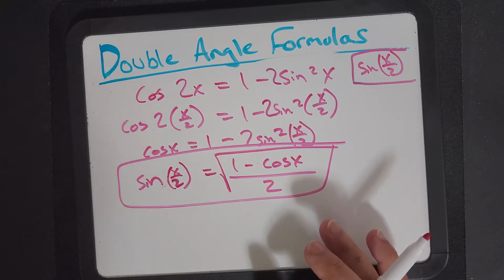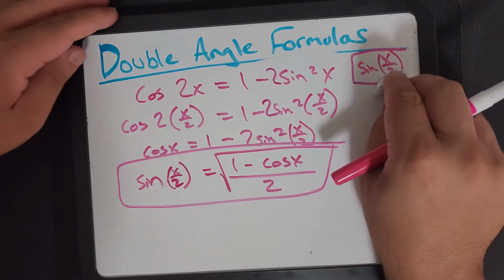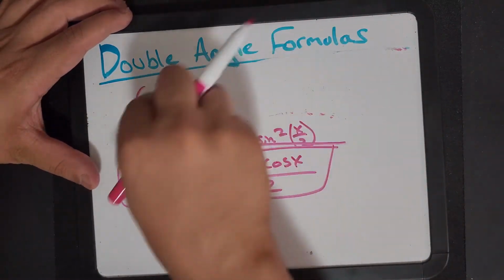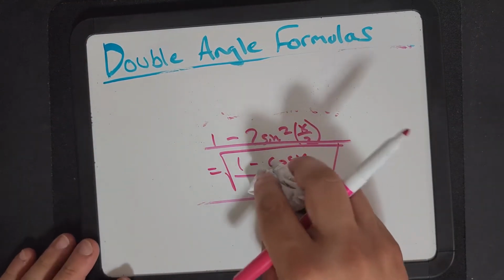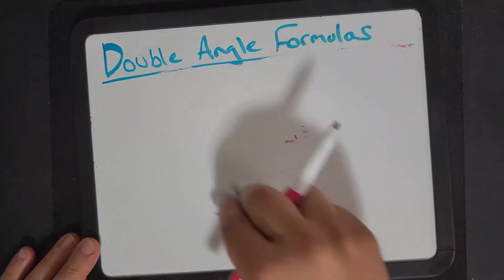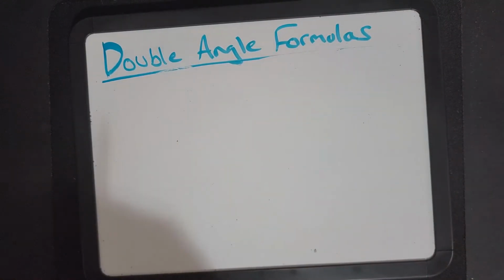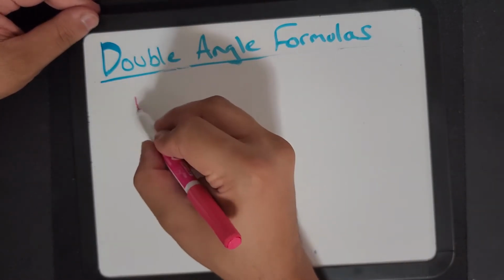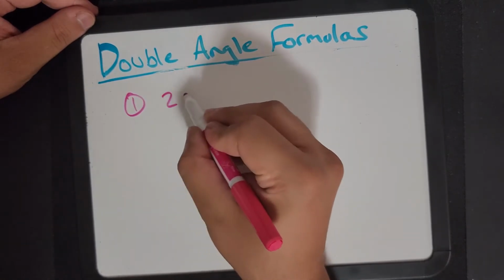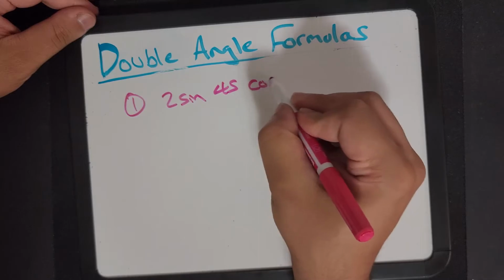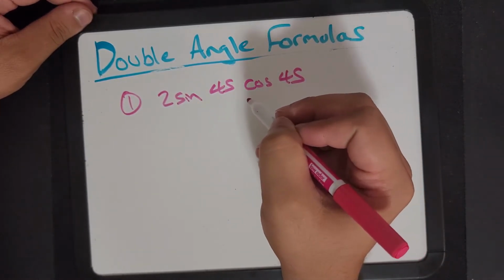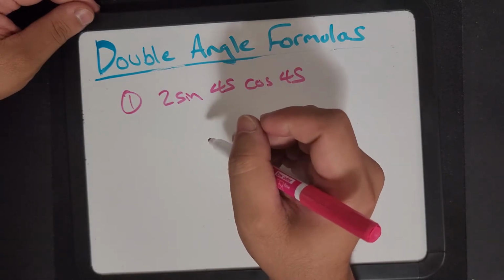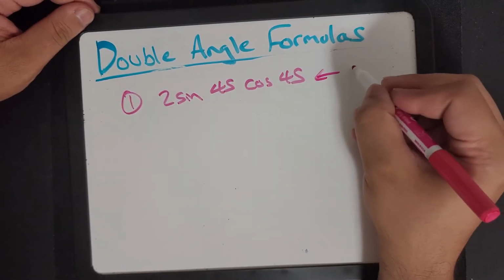I wonder if you guys would be interested in doing something on your own. Let's see if I can find some questions. Let's say I do question 1. 2 sine 45 cos 45. Give me the exact value for that.